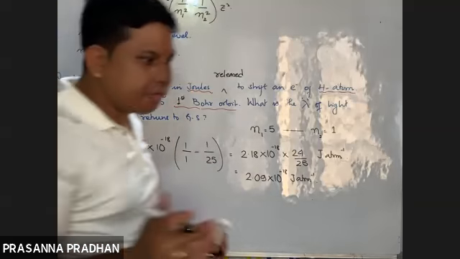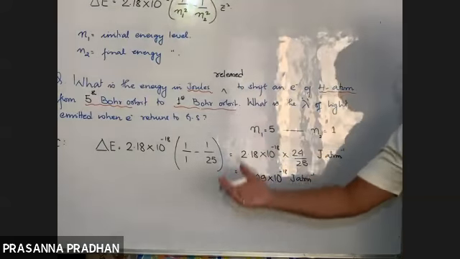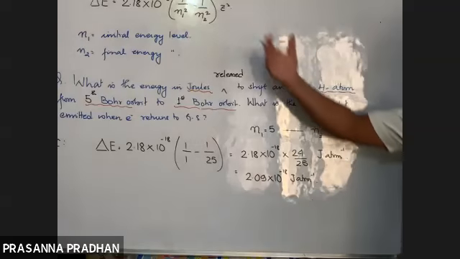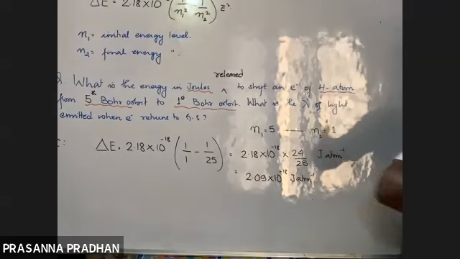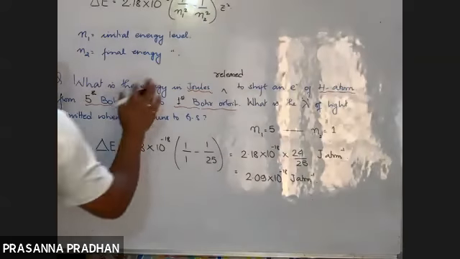Got it? So N1 refers to the energy level where the electrons are initially present, and N2 refers to the energy level where the electrons are finally moving. चलो, first problem हो गया ये.